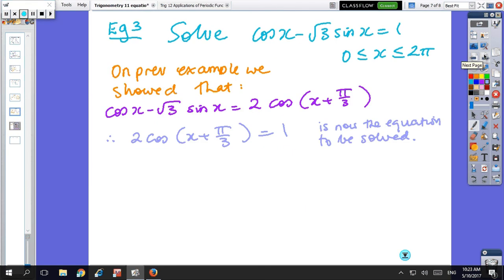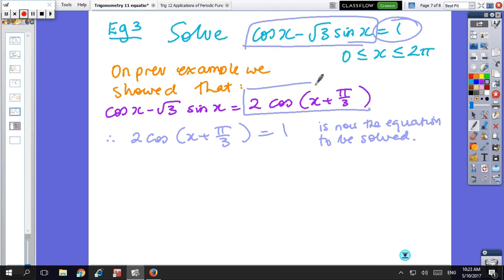Okay, so this is our last example, and we've got the expression, but now we've got an equation, so it equals a number. From the previous example, I've chosen this one again because we've already done that calculation, and we know the expression changes to 2 cos x plus pi on 3. So all we do is change this to a single sine or a single cos. It doesn't matter, you've got the choice. But once you've done that, then you just say equals 1, and then you solve the equation, which you've been doing in previous work.